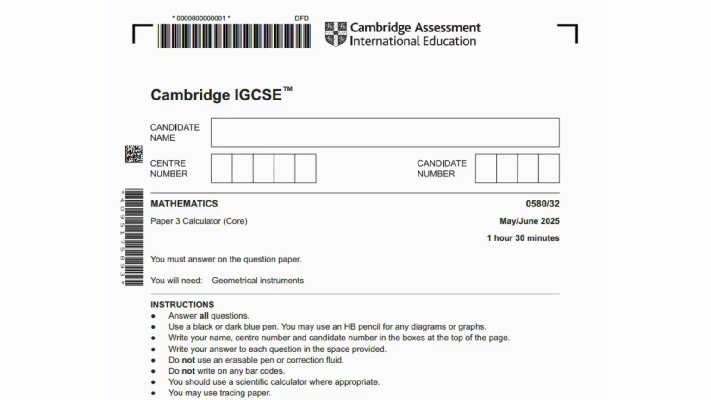Today we're going to do paper 3, second variant for the May June 2025 series. This is Cambridge IGCSE Maths paper code 0580. In this video, I'll be giving a detailed walkthrough of all of the questions that came in this exam and then see whether the question paper was easy overall or difficult or somewhere in the middle.